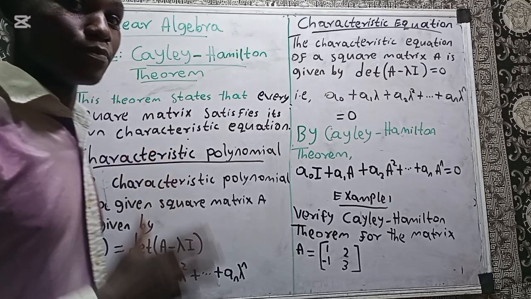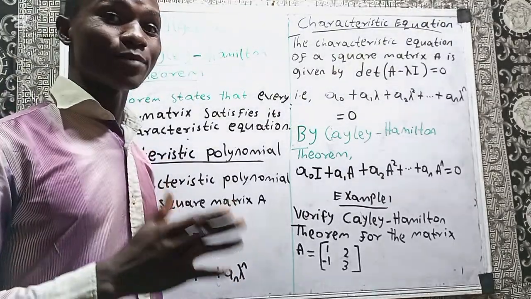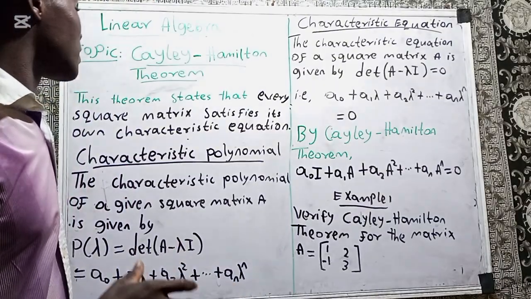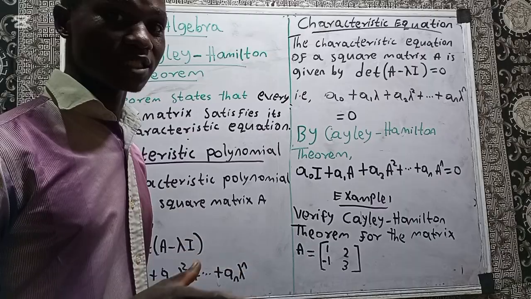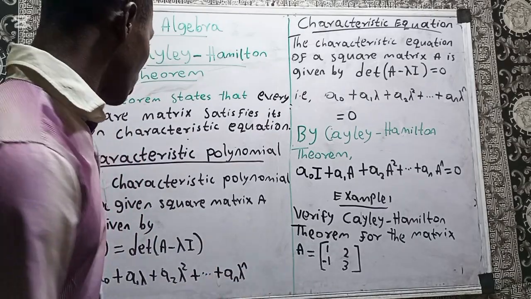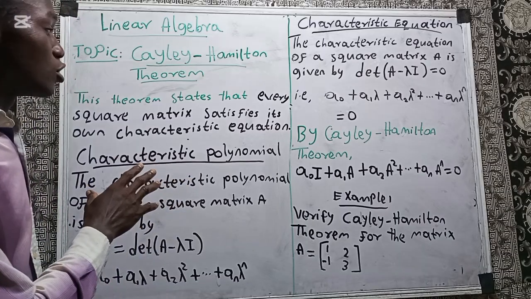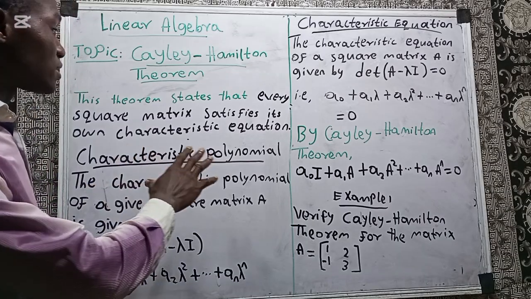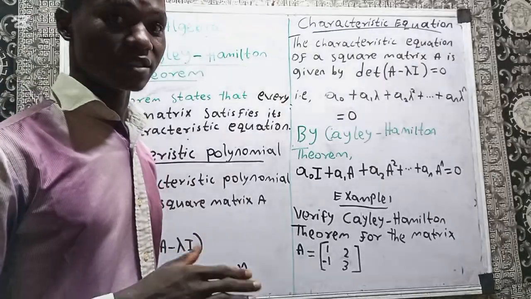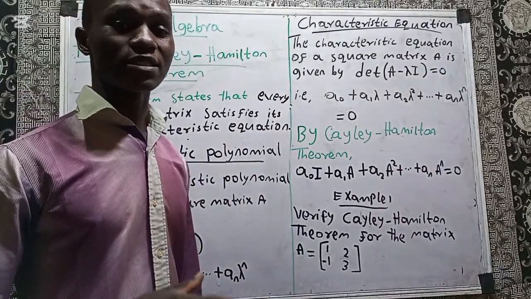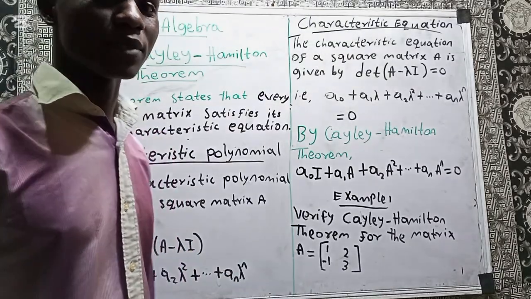So the matrix must be a square matrix, and it must be an n by n matrix. The theorem says that as far as the matrix is a square matrix, it will satisfy its own characteristic equation. Before that, we need to know the meaning of characteristic equation, and before we know that, let's know the meaning of a characteristic polynomial of a particular square matrix.